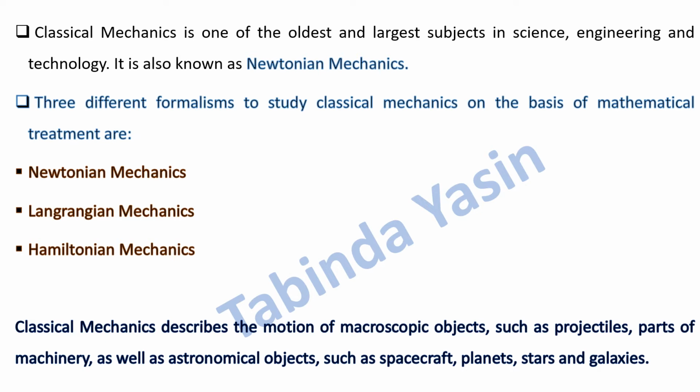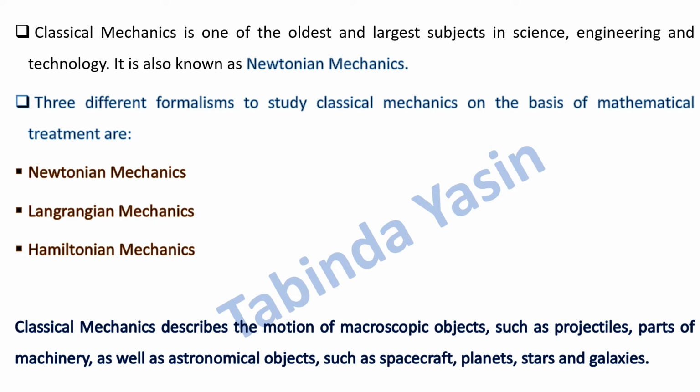Now, we can say classical mechanics is one of the oldest branches, as I have discussed before, which has a major role in science, engineering, and technology. And I have told you that it is Newtonian mechanics. There are three kinds of formalisms that are discussed in classical mechanics, which we will study further in our subject. First we are discussing Newtonian mechanics, afterwards Lagrangian mechanics, and the third one is Hamiltonian mechanics.